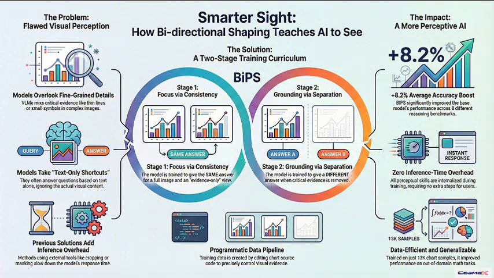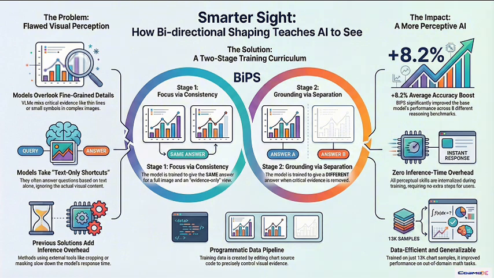So what was the old fix for that? Well, the standard approach has been pretty brittle. We'd try to patch the failure at the very end, during inference time, using external tools like cropping or masking parts of the image. Exactly. But those are so rigid, they're scenario specific, and frankly, they just add a ton of computational overhead. We needed a solution that makes the model inherently better at seeing.